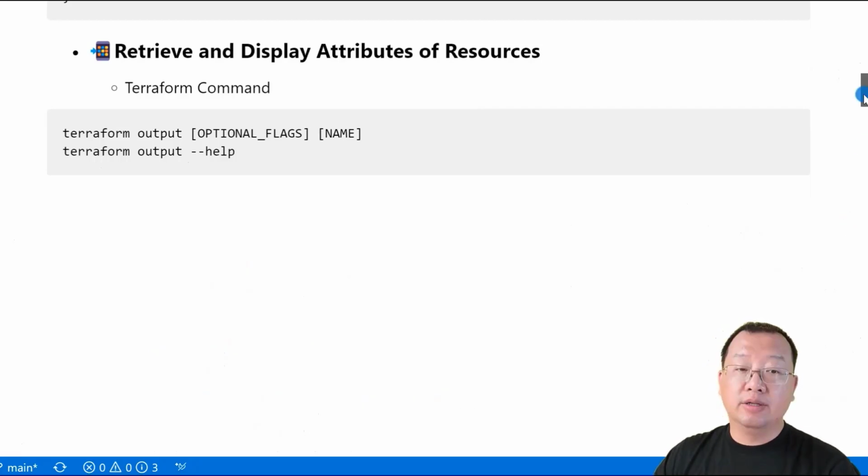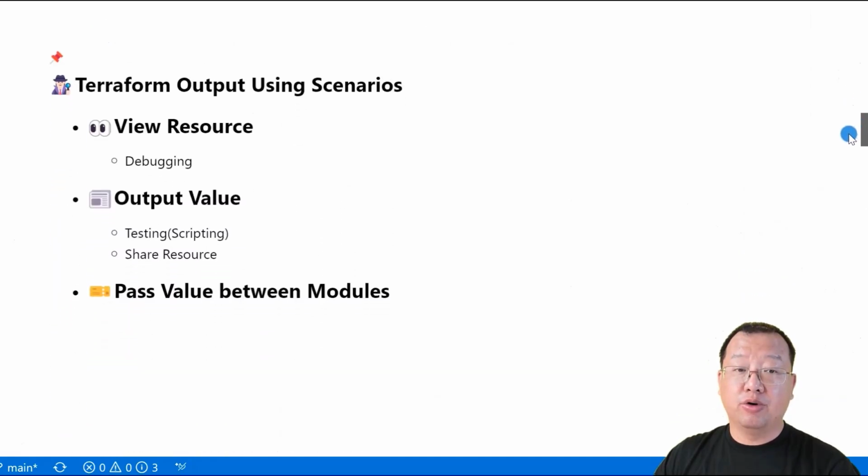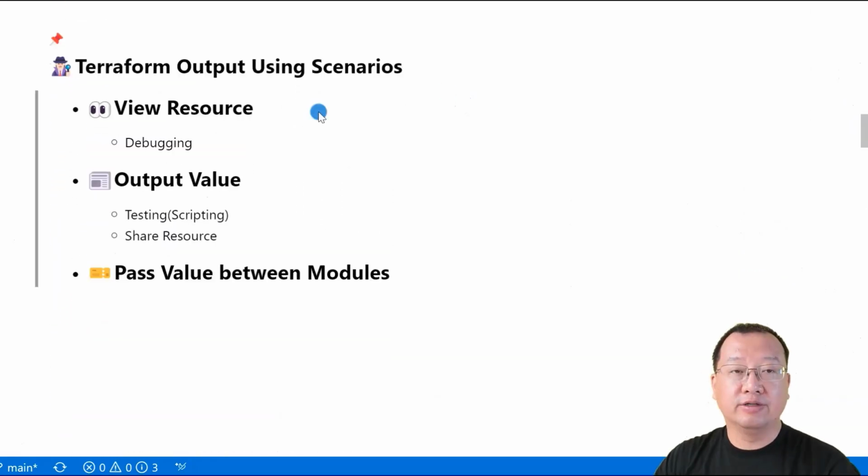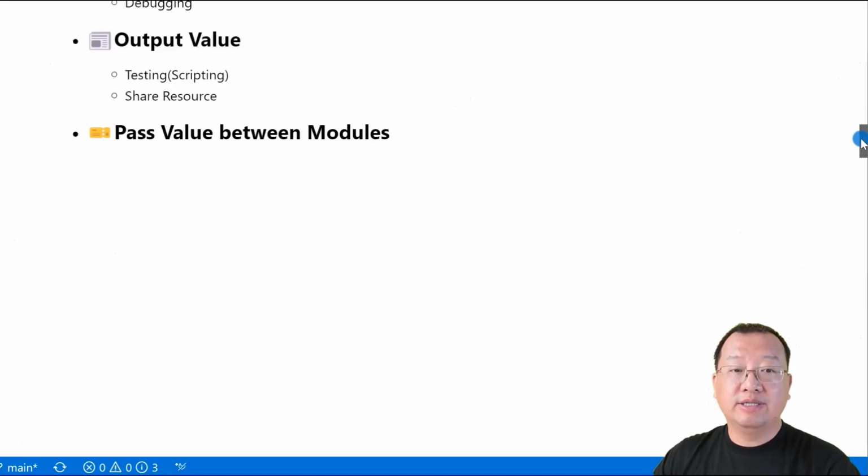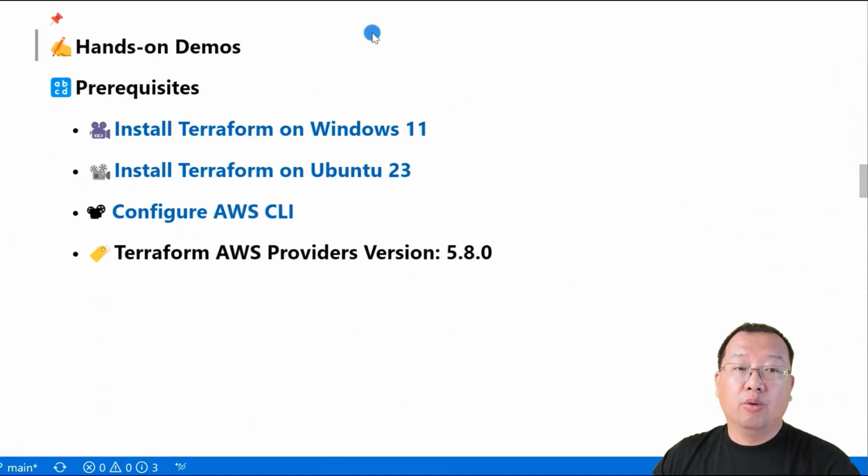Close the window. Now let's explore some use cases for Terraform output. First, Terraform output can be used for debugging purposes during the Terraform apply process. Second, the Terraform output command is handy for retrieving values for automation testing or sharing values with other systems. Third, Terraform output allows passing values between different modules. With the understanding of Terraform output, we are now ready to dive into our hands-on demo.